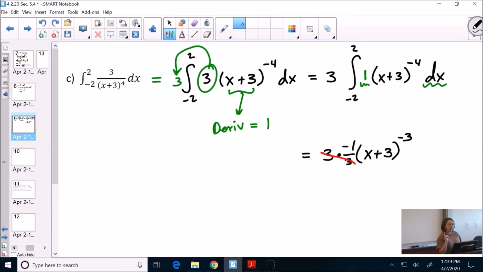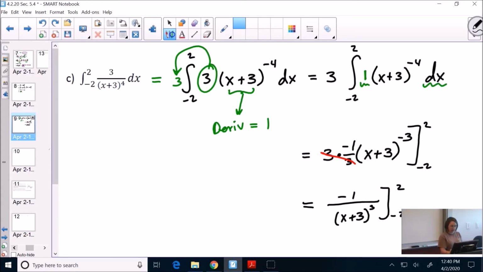Oh, what did I forget? I don't need plus c, but I do need my bracket to remind myself that I have to evaluate this over my limits of integration. Alright, before I evaluate this, I'm actually going to rewrite it as a fraction to get rid of the negative exponent. It'll make evaluating it easier. So -1 over x plus 3 to the 3rd power, -2 to 2.